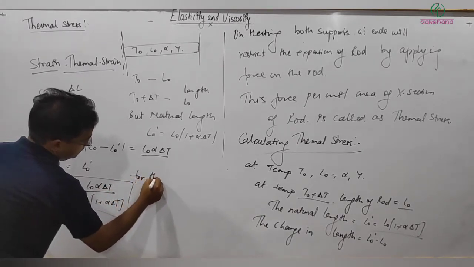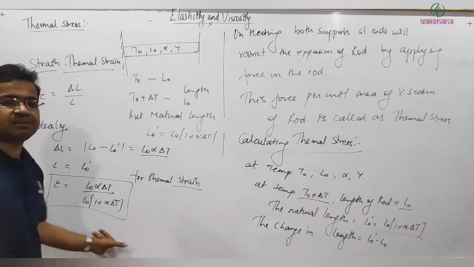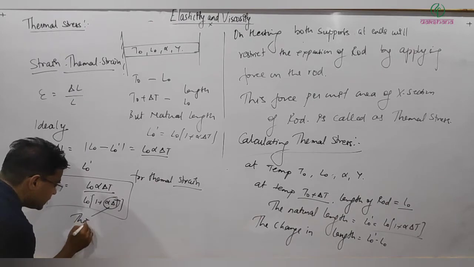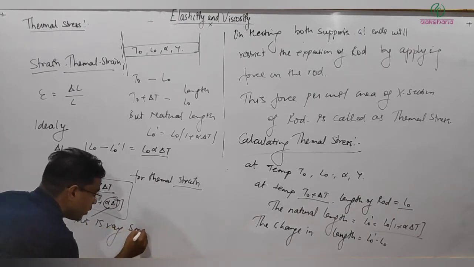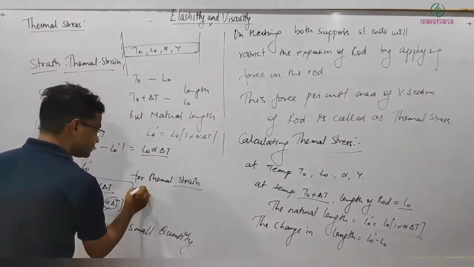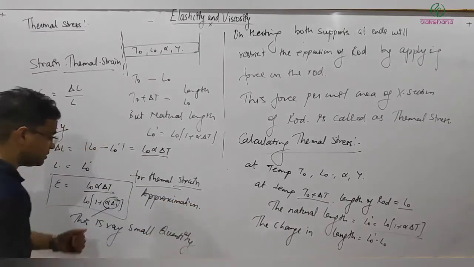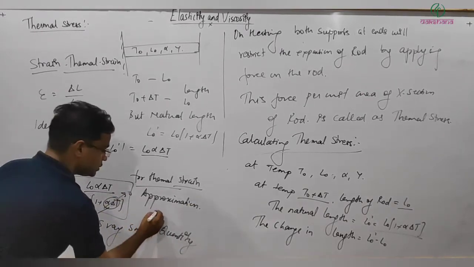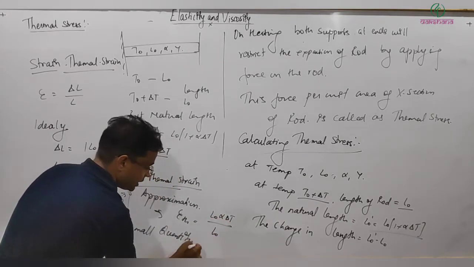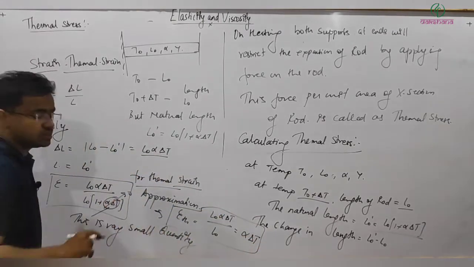But this expression seems a little bit lengthy. Another point is that this quantity alpha delta T is very small. So we make an approximation by simply ignoring it as 0. In that situation, thermal strain becomes L0 alpha delta T divided by L0, and that is equal to simply alpha delta T. This is your thermal strain.